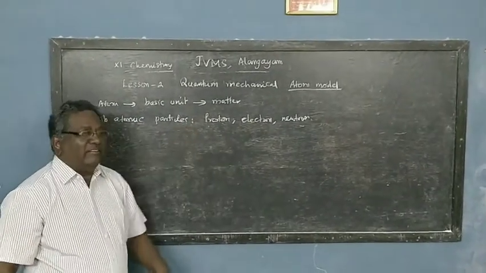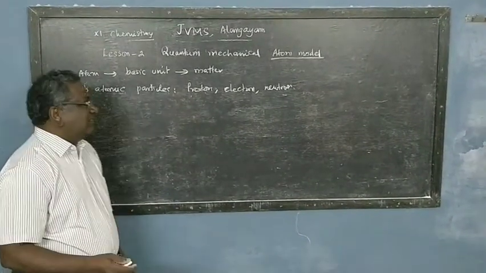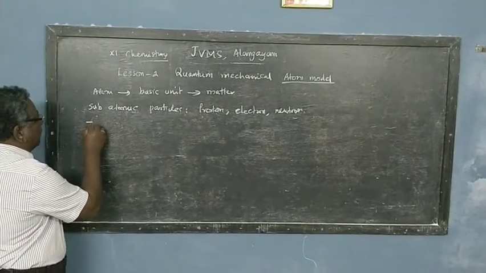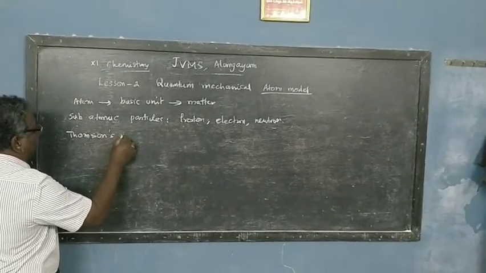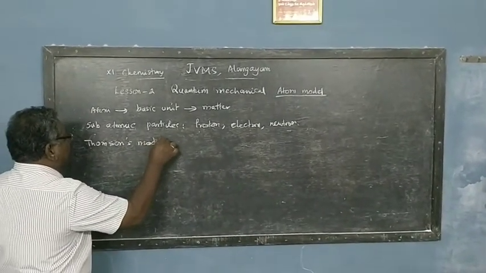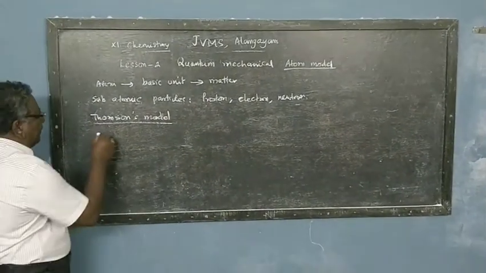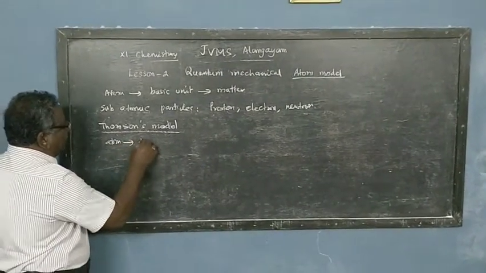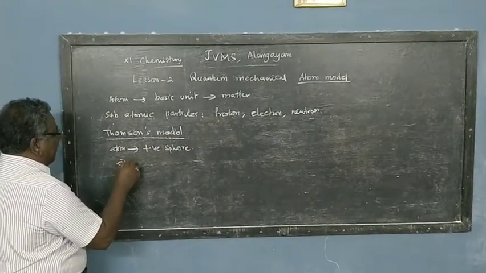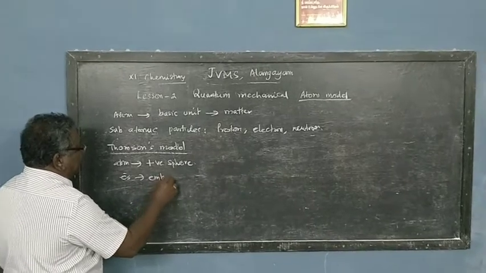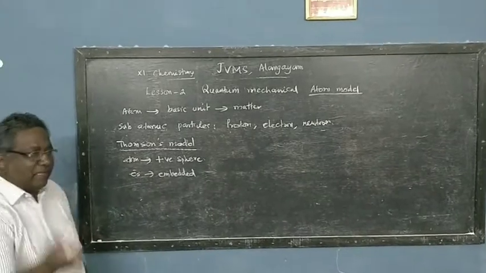There is a big history that how this model of atom is being proposed by different scientists. The first person to produce a model for the atom is Thomson's model. So Thomson's model is that atom is a positive sphere in which electrons are embedded in it. Just like the seeds in the watermelon.